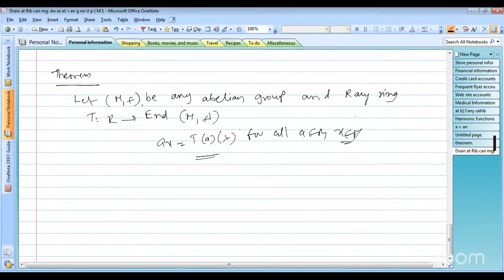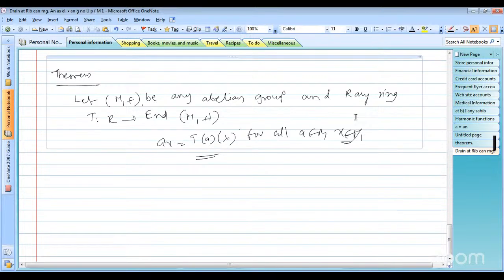For any field F, modules over F are called vector spaces. In this sense, a field F is also called a vector space over itself. Any ring R can be regarded as an R-module with respect to addition and multiplication in R. We know that.